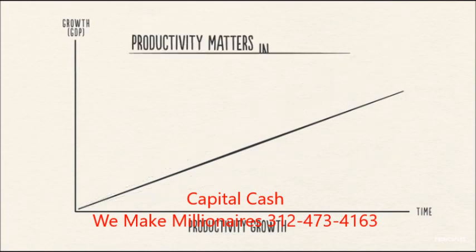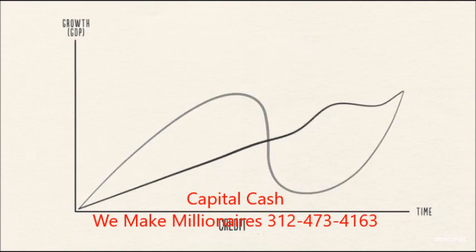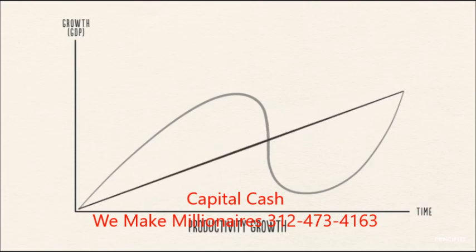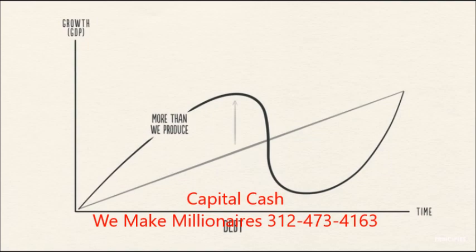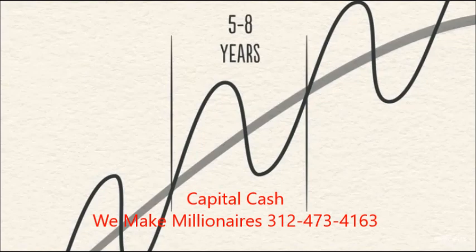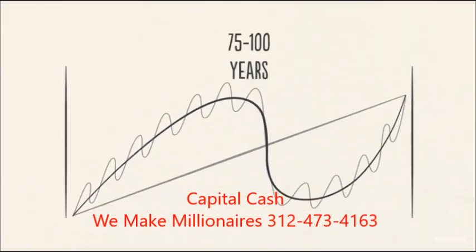Productivity matters most in the long run, but credit matters most in the short run. This is because productivity growth doesn't fluctuate much, so it's not a big driver of economic swings. Debt is, because it allows us to consume more than we produce when we acquire it, and it forces us to consume less than we produce when we have to pay it back. Debt swings occur in two big cycles. One takes about 5 to 8 years, and the other takes about 75 to 100 years.